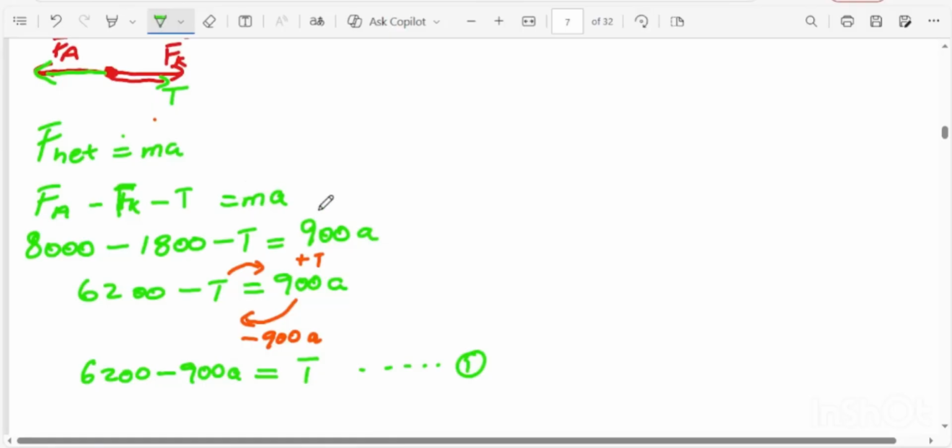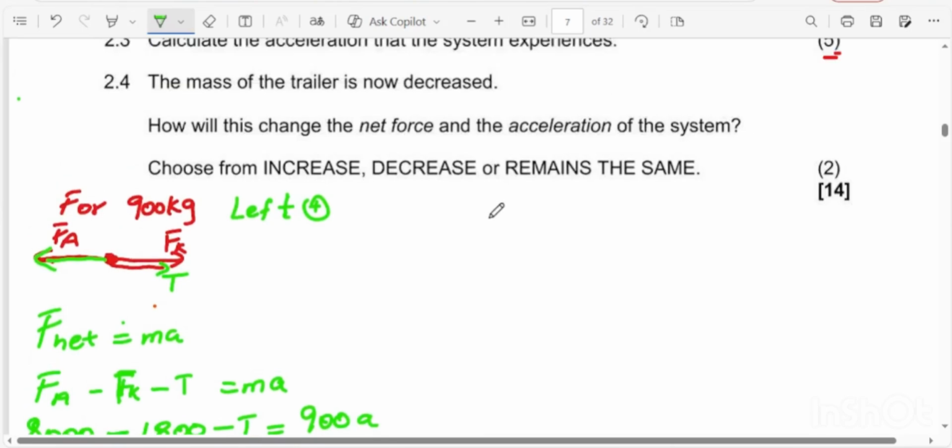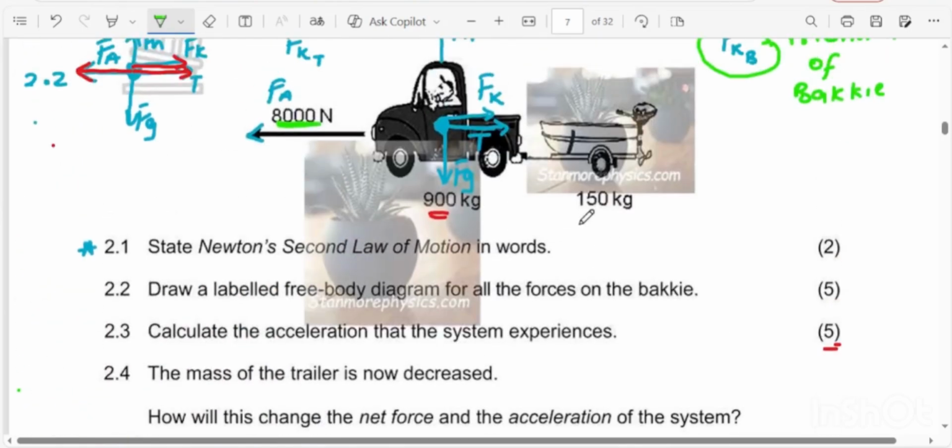We need to use the other block to create the second equation. It's very important that even on the other block, you draw a free body diagram. So now we need to identify all the forces that are acting on the block for this one. If this is my trailer, this will be my Fk going to the left, and I'm going to have my tensional force going to the right.